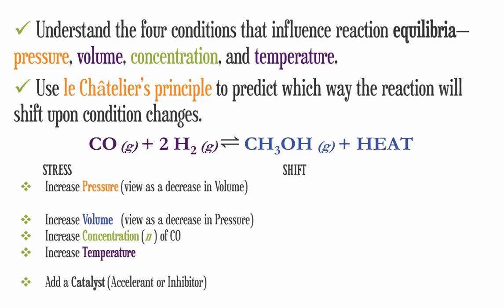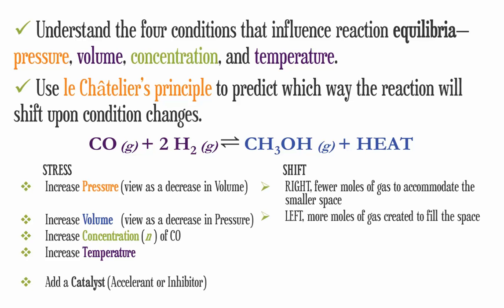With pressure increasing, we'll end up having a decreased volume. That means we'll have less space. We'll shift to the side with fewer gaseous moles. With an increase in volume, we can expand and we'll shift to the side that has more gaseous moles. With changes in concentrations, as I said, if something is added, you'll shift to the opposite side. If something's removed, it will be replaced.